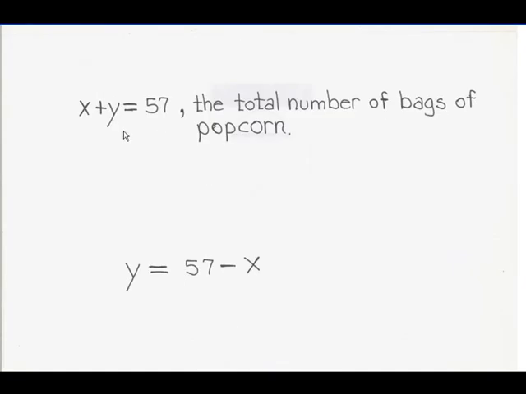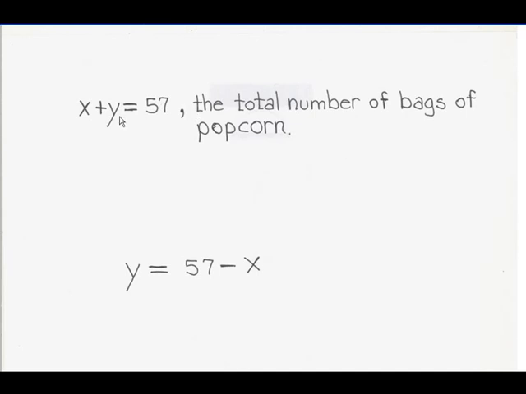Now we have the equation X plus Y is equal to 57. This is the total number of bags of popcorn. So he had a total number of 57 bags of popcorn, and they were divided up into two different pricing sets. Some bags were $1.75, other bags were $2.60. So this equation represents the total number of bags of popcorn that the seller had.